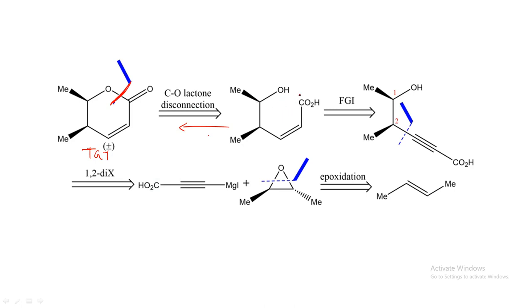Next is how we can generate this. For this we need to do an FGI, meaning functional group interconversion. From today's class you can remember that the Z geometry can be achieved from an alkyne moiety by using Lindlar catalyst with hydrogen. It is a pretty well known reaction condition; today we have used it only. In that context, we can easily say that this Z geometry can be achieved from this alkyne by Lindlar catalyst reduction.